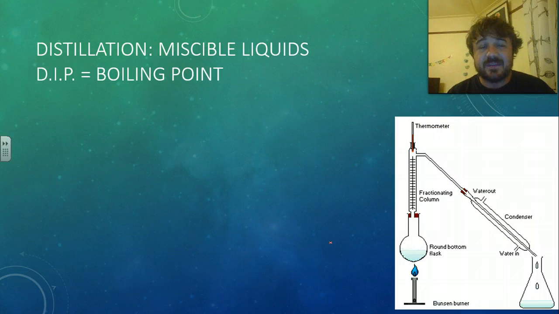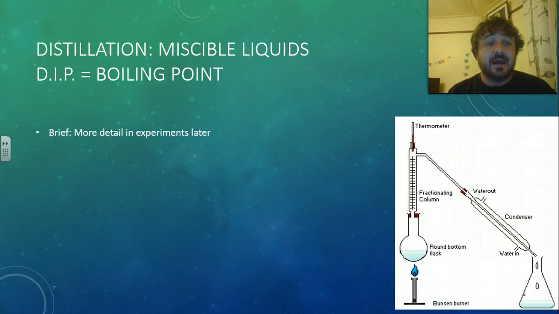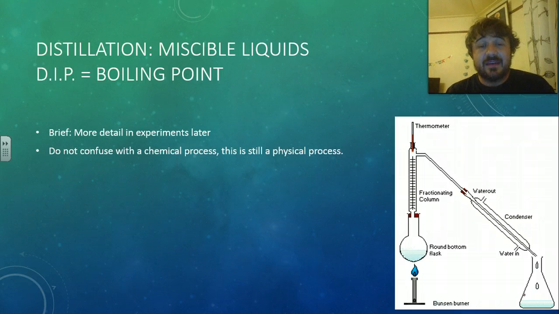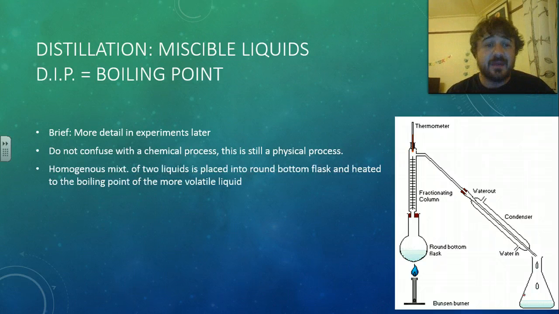Distillation. This is for miscible liquids. Also, if you wanted to collect the solvent from a solid dissolved into a liquid, you could use this as well, and it would just collect the solvent down here. So for miscible liquids, the DIP is boiling point again. This is going to be brief. This is a physical process still, it's not a chemical process. That is important to remember.